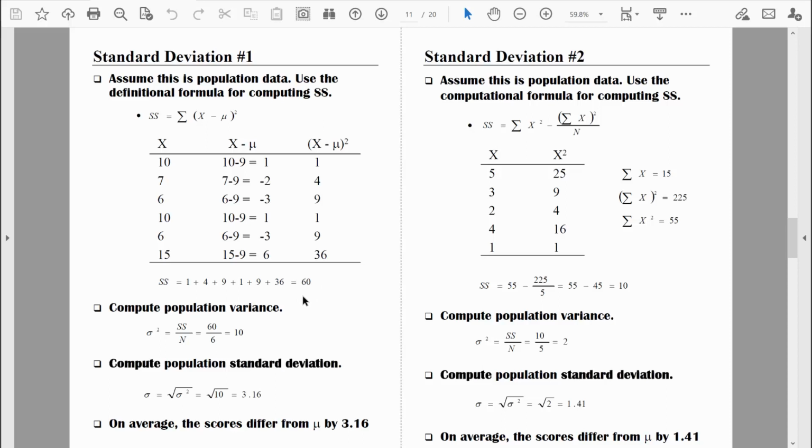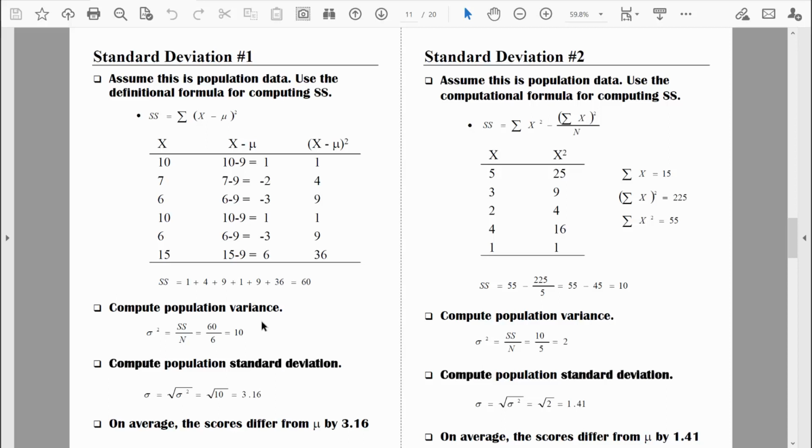All right, let's come back to this view. It's a little bit easier to read. You can see that we have sum of squares equals 60. Let's move now on to step 2, where we're going to compute variance. And this is variance based on data from an entire population, so we often just call it population variance.